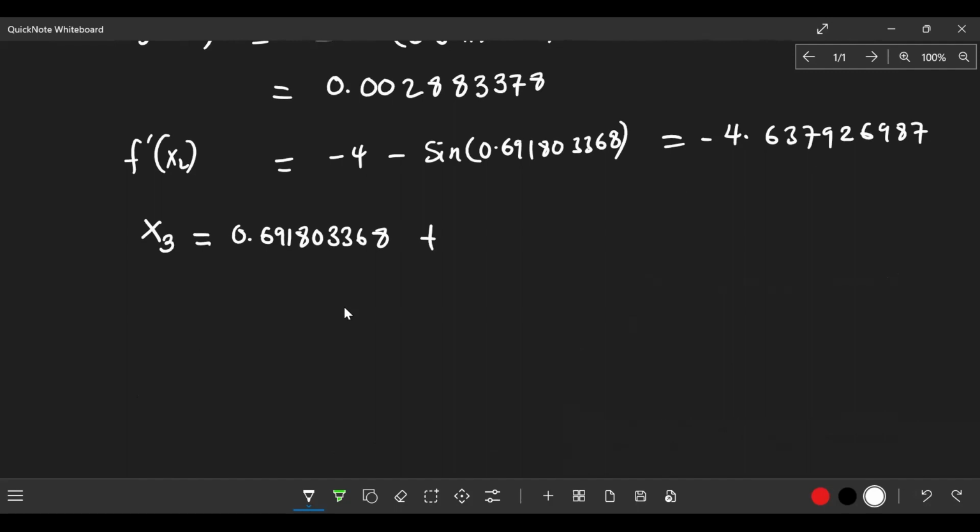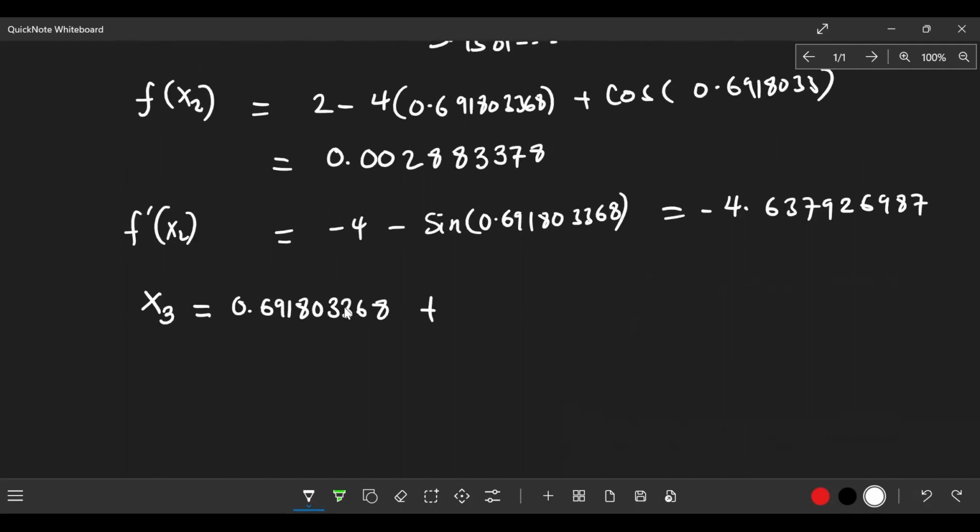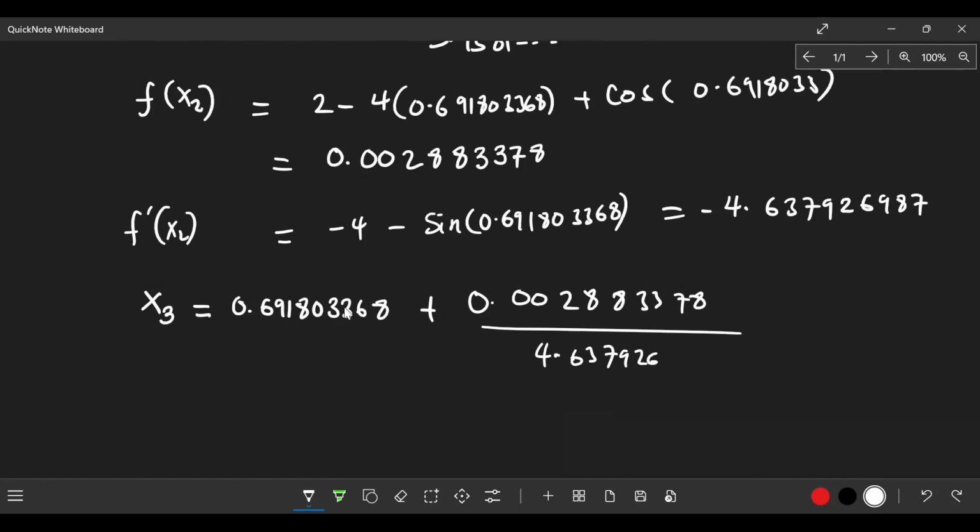And once you put positive, please don't put a sign again to this. It just depends on how you want to do it. If you want, you can maintain the negative and then put the values as they are. It's fine. So 0.002883378, and then divide by 4.637926987, something like that. So what do you get as x3?